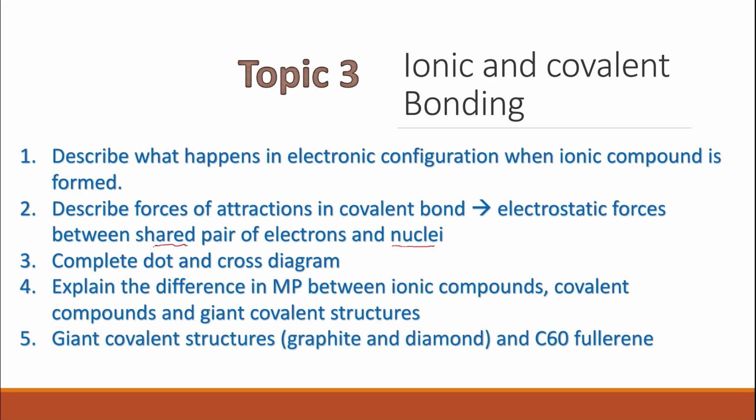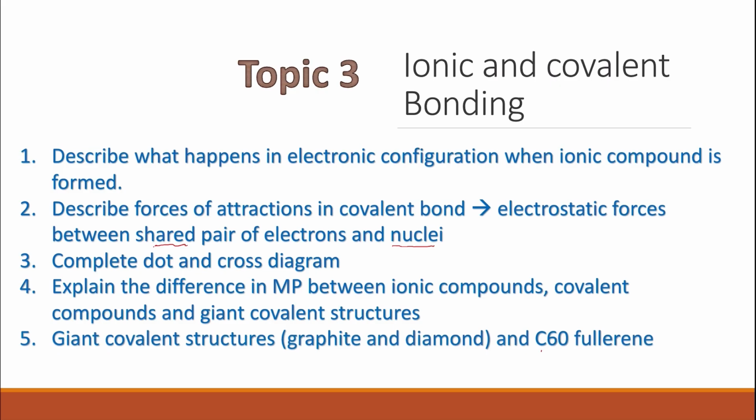And in giant covalent structures, we need to focus on graphite and diamond. You need to know that graphite conducts electricity because of the delocalized electrons, while diamond doesn't, and also they both have high melting points. You also need to know the difference in the physical properties: graphite is soft because of the layers and weak forces of attraction between the layers. However, it has a high melting point because of the covalent bonding.